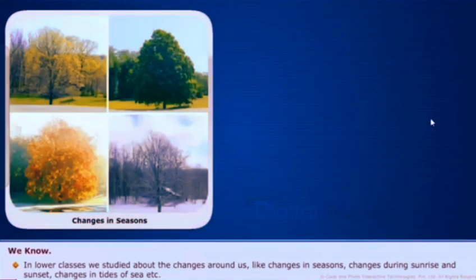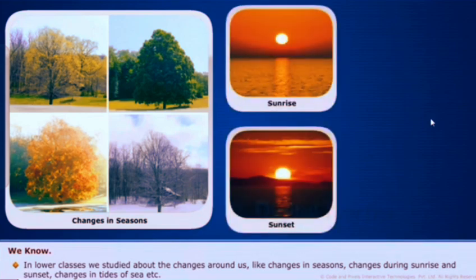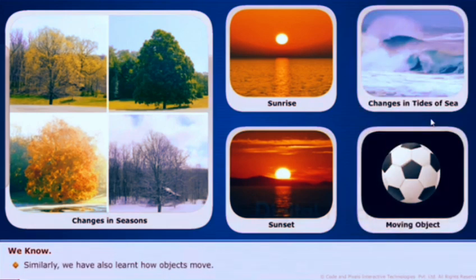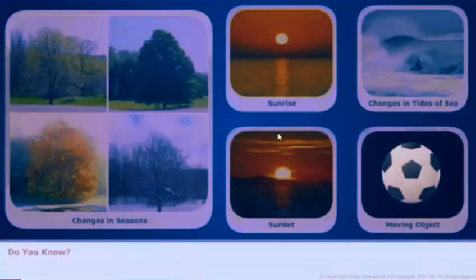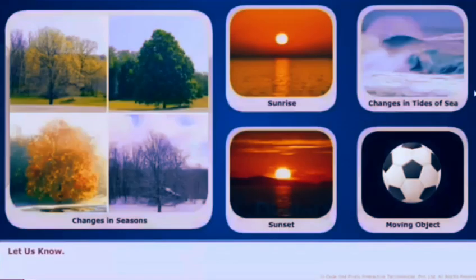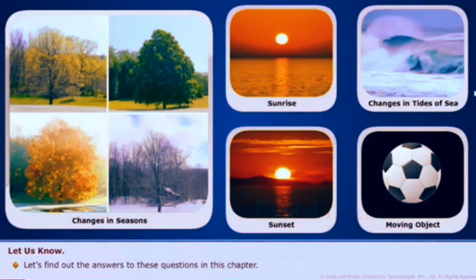In lower classes, we studied about the changes around us, like changes in seasons, changes during sunrise and sunset, changes in tides of sea, etc. Similarly, we have also learnt how objects move. Do you know what are the reasons behind these changes? How can we decide whether an object is moving faster than the other? Let's find out the answers to these questions in this chapter.